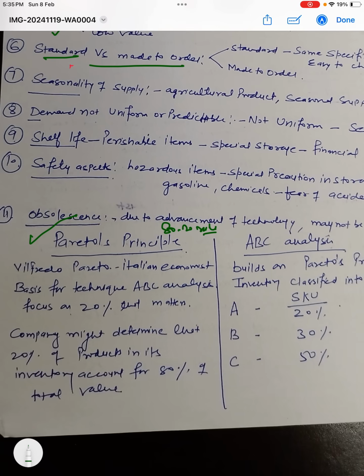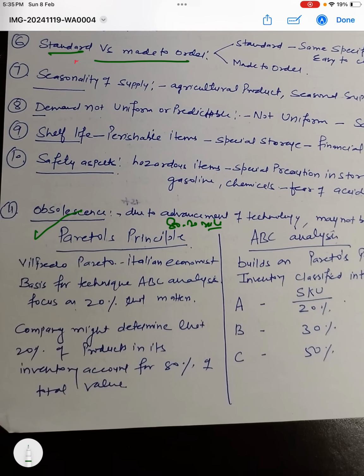What it says, I'll start with a very simple example. You must be having so many clothes in your cupboard, but out of those clothes, there are only 20% clothes which you use 80% of the time. And there will be 80% clothes which you wear only 20% of the time. The same is the case with inventory. It says that there is 20% of the inventory which is used 80% of the time. So ensure that this 20% of the inventory should never be out of stock.